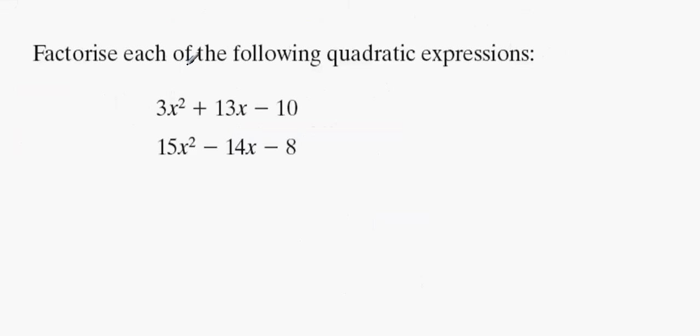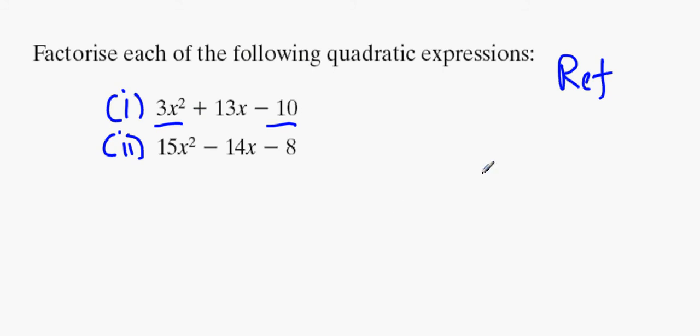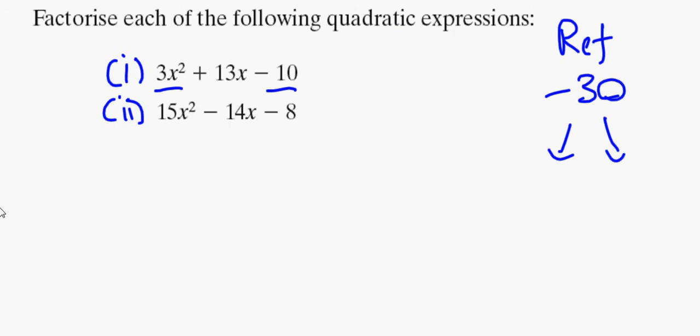Next, factorize each of the following quadratic equations. Okay, I use what's called the reference number method. The reference number method basically means you multiply the last number by the first number. Okay, so the last number by the first number. 3 by minus 10 is minus 30. Break minus 30 up into its factors. And the factors you're looking for are the ones that make plus 13 in the middle.